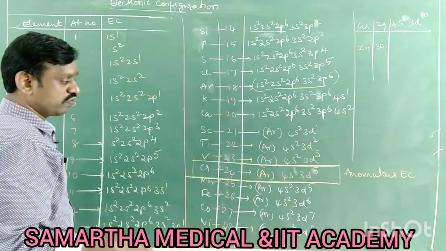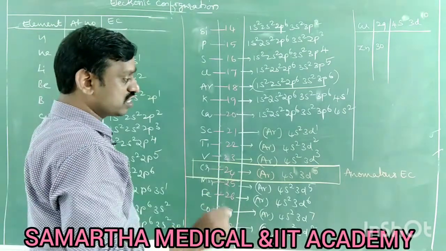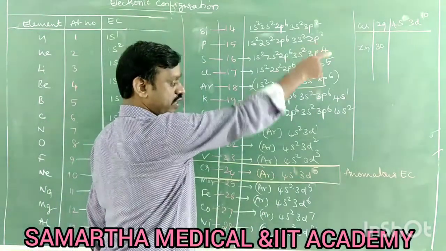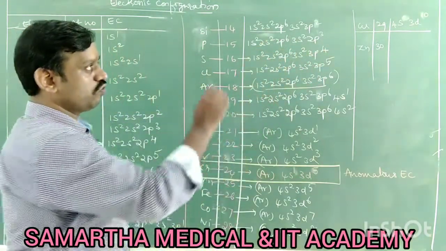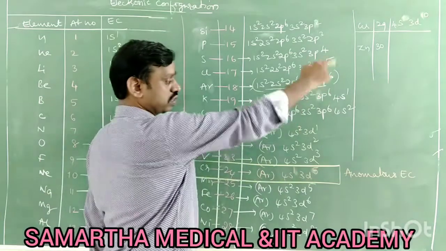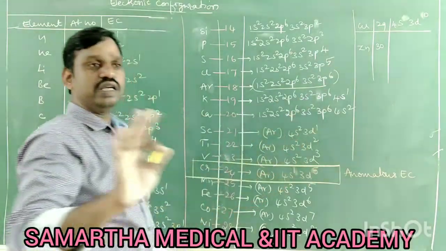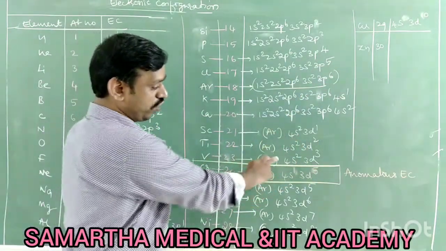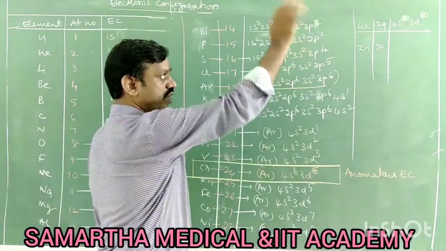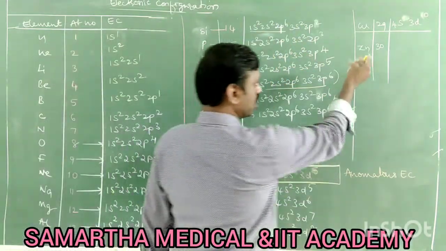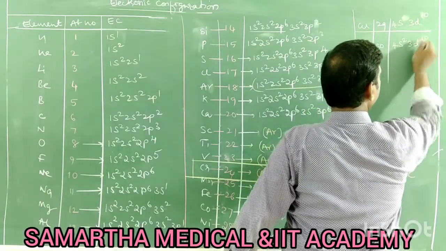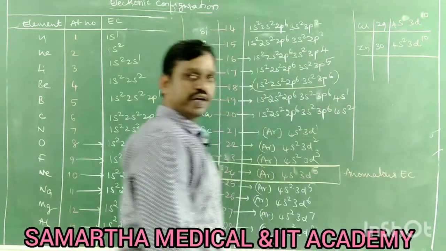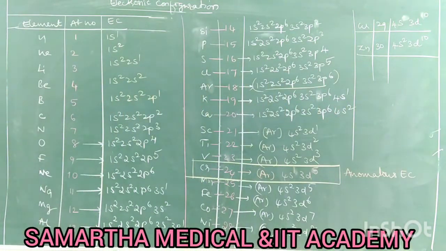Why the anomalous electronic configuration of chromium and copper? The reason is d5 and d10. d5 is half filled, d10 is completely filled. So these two, d5 and d10, are highly stable. So because of stability, one electron enters there, one electron enters there. The last one, zinc, is as it is, 4s2 3d10. This is the electronic configuration of all elements, 1 to 30.